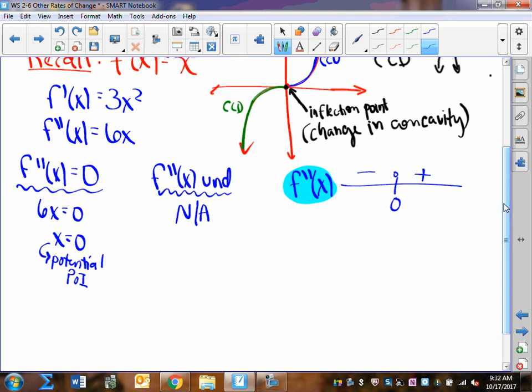Because it changes signs, from negative to positive, we know this is indeed an actual point of inflection. Now, for points of inflection, we don't care whether it's negative to positive or positive to negative, just that it changes signs, because all we're talking about is changing concavity. We don't actually specify a change from concave down to concave up. So we just say f double prime of x changes signs, so we know it's a point of inflection.